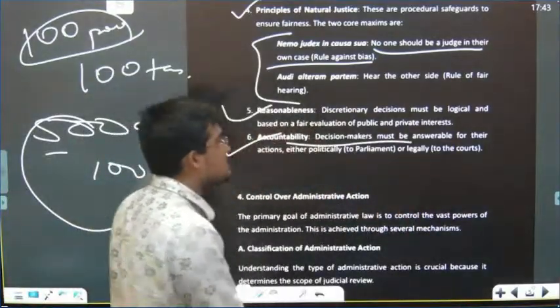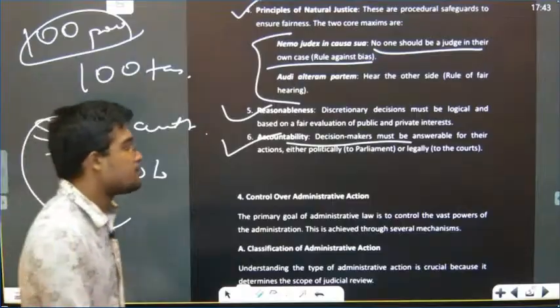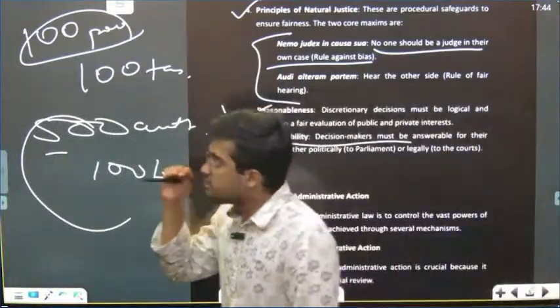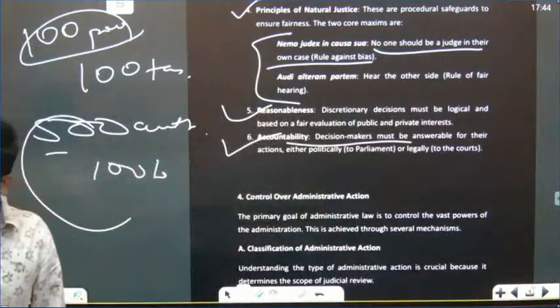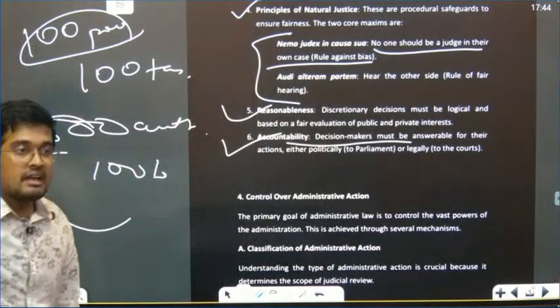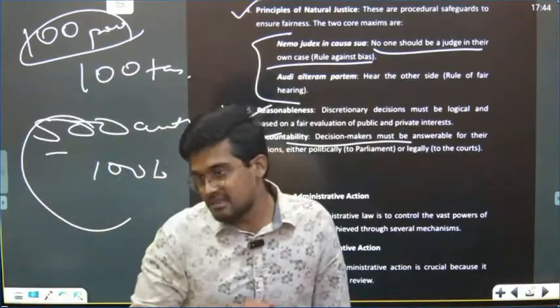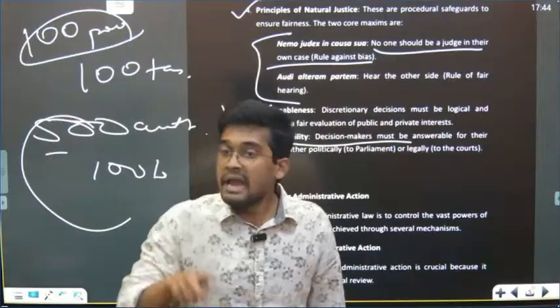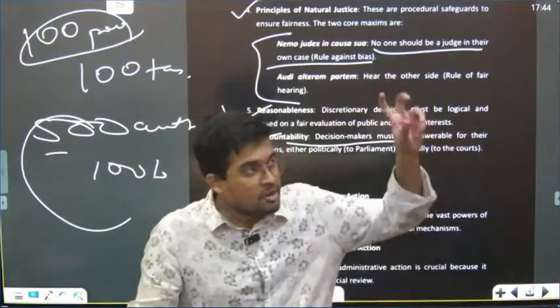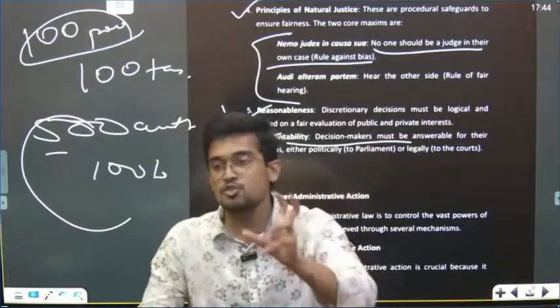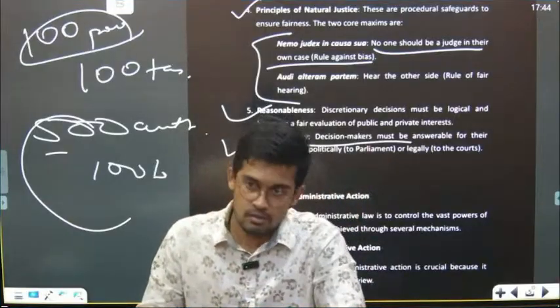Then there is accountability. The decision maker must be answerable for their actions, either politically or legally. That means they are answerable to the political executive, whatever the administration is doing, and they are answerable to the courts. That means there are dual checks and balances on them. Are you able to see? And there is another check and balance, because those political executives are answerable to the legislature. Basically, there are three institutions you are answerable to. Simple.